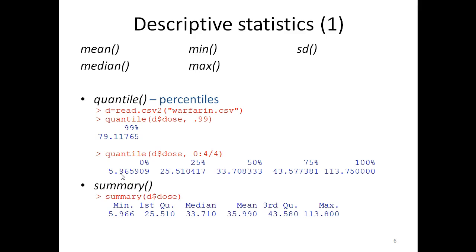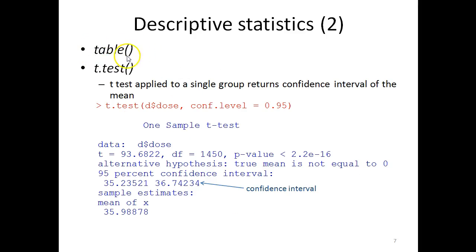Another way of getting this is to ask for summary of the column, and then you actually get all this information and the mean as well. Table is of course useful when you want to count occurrences of a value, for example the number of women and men in a population.